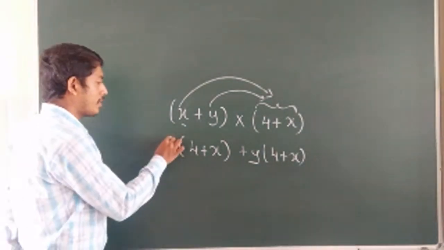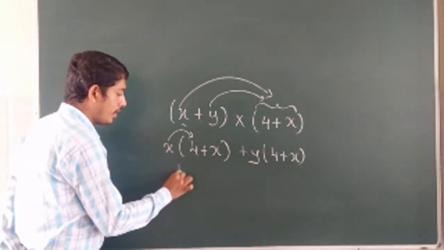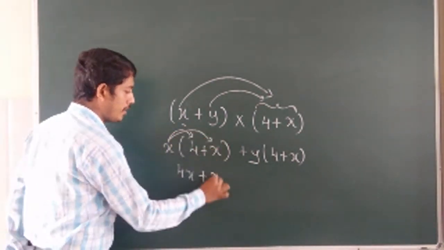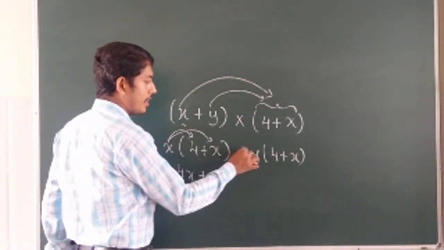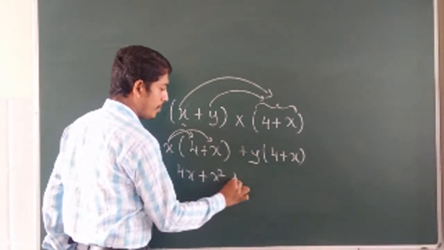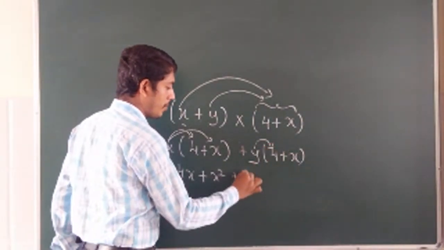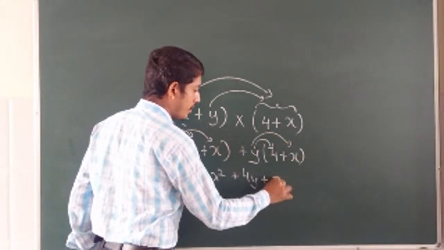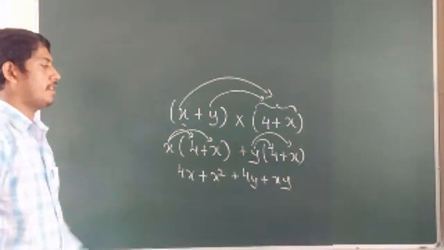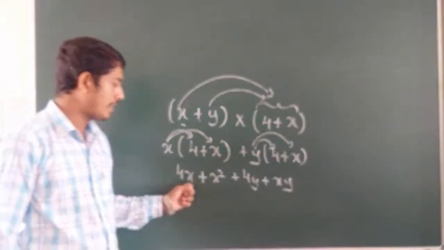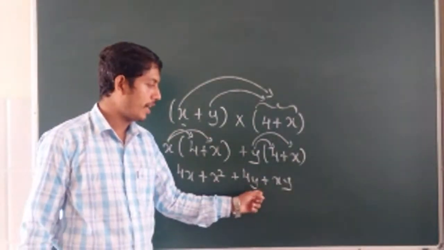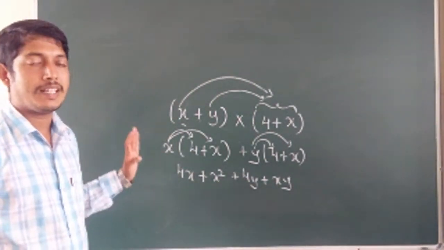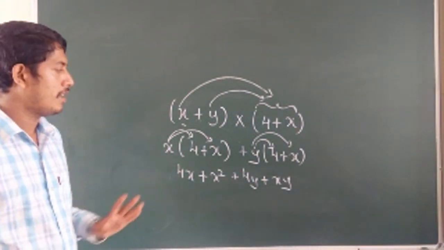Now again we have to do the same step. We multiply x into 4, it becomes 4x, plus into plus, plus x into x, it becomes x square. Then next term, plus into plus, plus y into 4, it becomes 4y, plus into plus, plus y into x, it is xy. Here there are no like terms because x square has x as a variable, 4y has y, and xy has xy as a variable. So all the terms are unlike terms, that's why we can't add or subtract. Just look at this step.